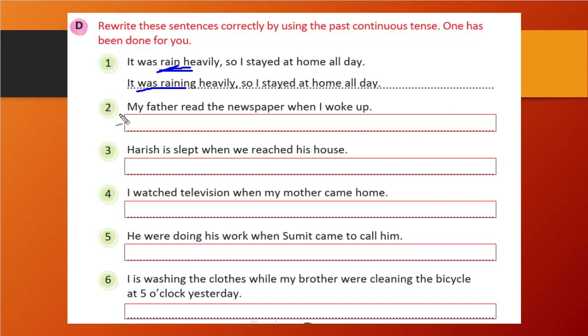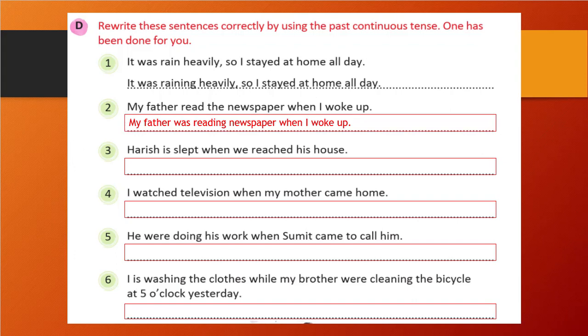Correct. So similarly, question 2, you see. My father read the newspaper when I woke. You already woke up. So the woke up action is already happened. So read is there. The read action will be in past continuous. So read will become was reading. Right? You know the format. What is the past continuous? Be words plus ing. What are the be words we will use for past? Was and were. So, my father was reading the newspaper when I woke up. That will be the answer.